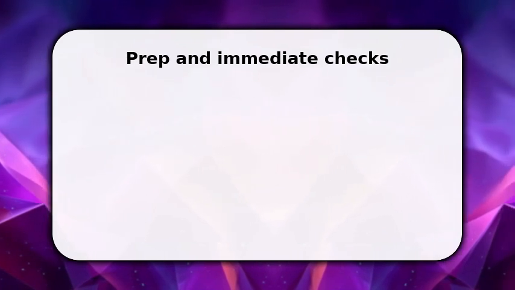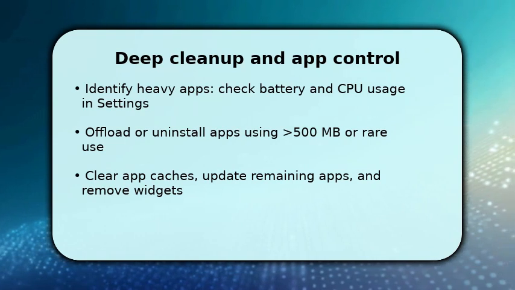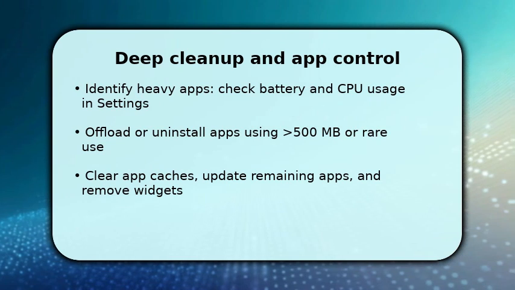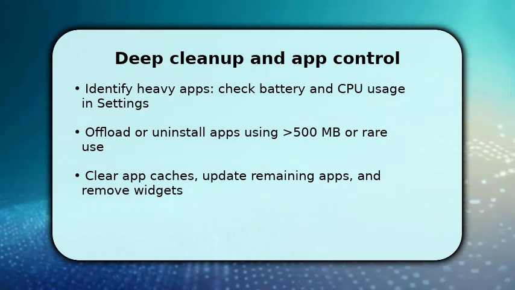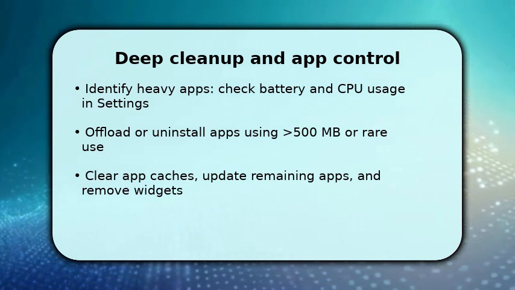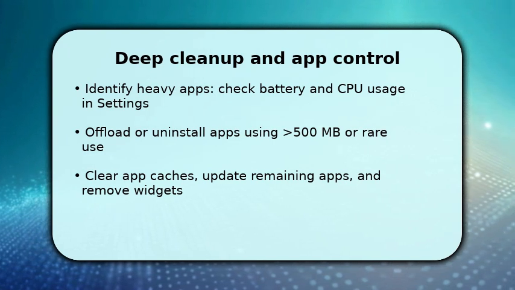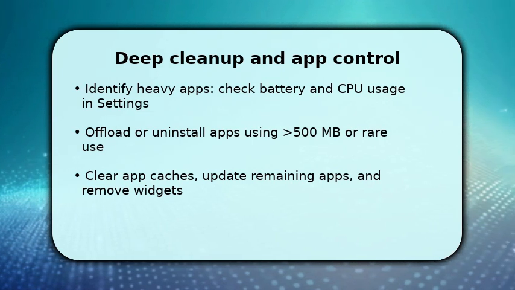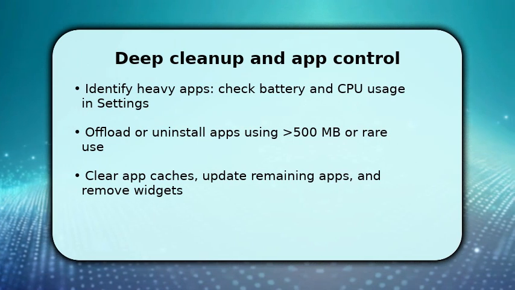Now dive deeper. Inspect battery and CPU usage to find apps hogging resources, because a single rogue app can slow the whole device. You should offload or uninstall any app using over 500 MB or that you rarely open. Offloading preserves data without the app binary. Make sure to clear app caches and update the apps you keep, since updates tighten performance. Finally, remove unnecessary home screen widgets and animations, which continuously consume CPU cycles and memory.